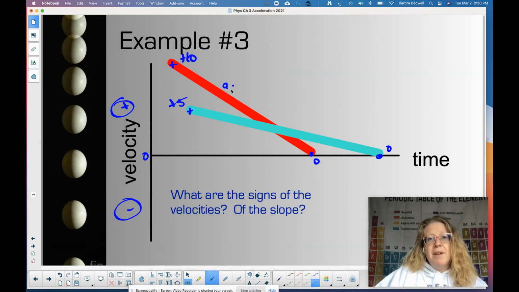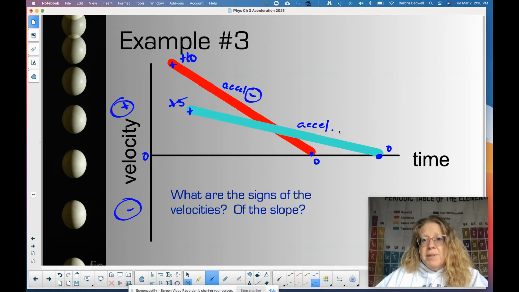These both have acceleration. Again, it's not a flat line. It's got slope. It has acceleration. This one has acceleration. What direction is it? Well, our acceleration here, our slope here is negative, and our slope on this one is negative. They're the same. This one's more steeply negative, okay? So what does that mean?